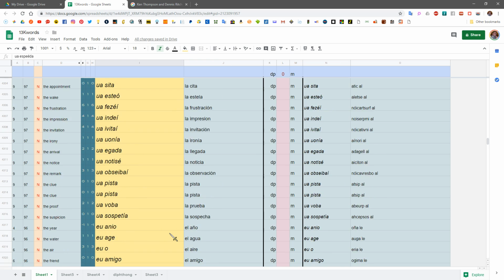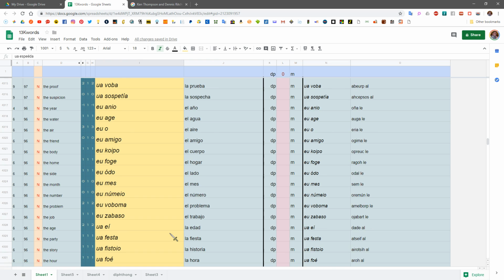Entusosomo. Voboma. I like the way that these words in Spanish have shifted into a new form. Problema, voboma. Zabaso. Trabajo has changed to zabaso, and problema, as el problema, has become el voboma.